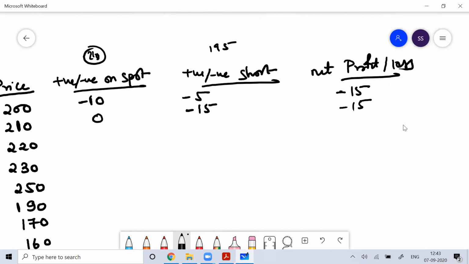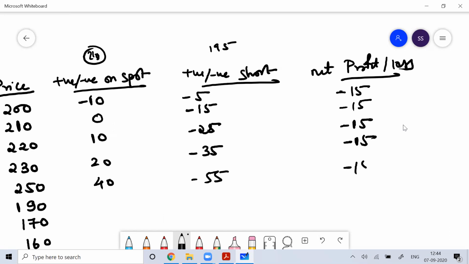Then at 220 rupees, you get 10 rupees profit here and 25 rupees loss here, so overall your loss is 15 rupees. At 230 rupees, you get 20 rupees profit and 35 rupees loss, so overall you get a 15 rupees loss. At 250 rupees, you get 40 rupees profit, and then you got a loss of 55 rupees.